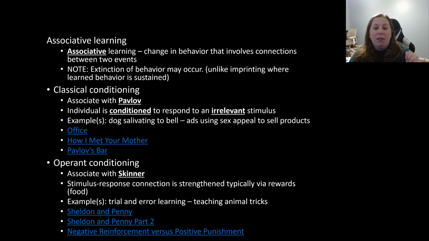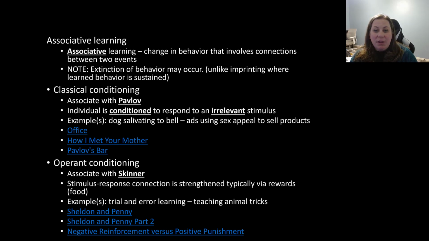And then he rang the bell and he fed the dog. And so the dog started salivating anytime it heard a bell ring because it associated being fed with the bell. The bell was irrelevant. It didn't have to be present, but they started to make that connection. We see that advertising does this all the time.